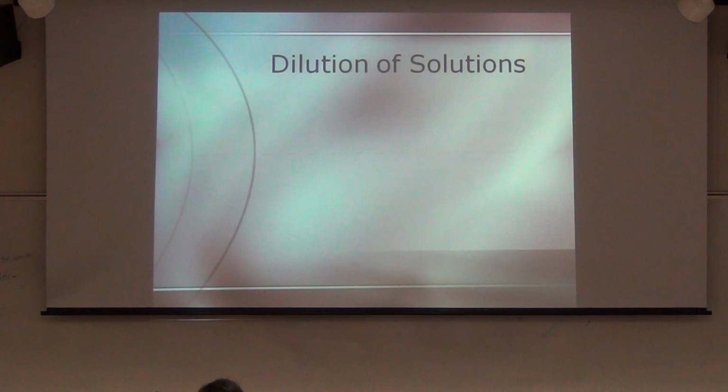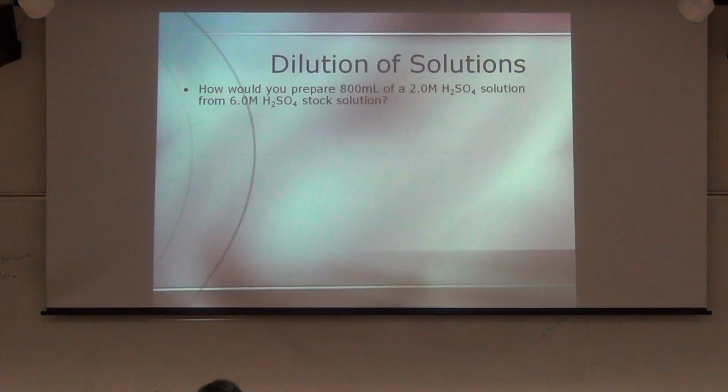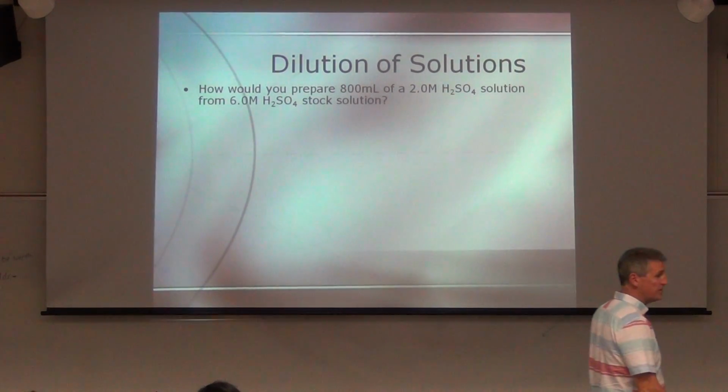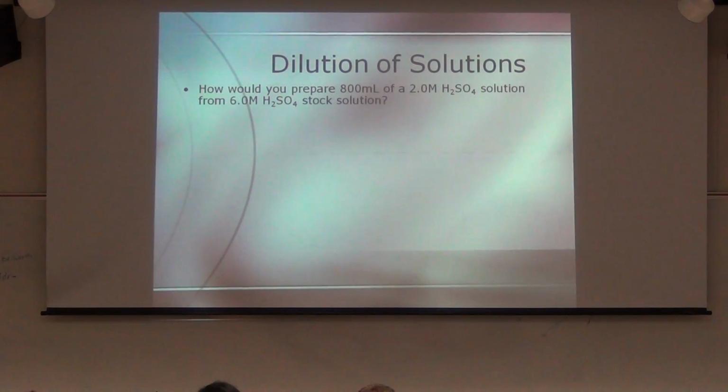Using the same equation. Want to find out how we could make a solution of 800 milliliters of sulfuric acid, H2SO4, that's going to have a molarity of 2 moles per liter. And we're going to start with a 6 molar solution. So 6 molar is our concentrated stuff. We need to know how much of the concentrated stuff we need to mix with water to form 800 milliliters of the diluted. It's going to be exactly the same form of the equation that we just used.